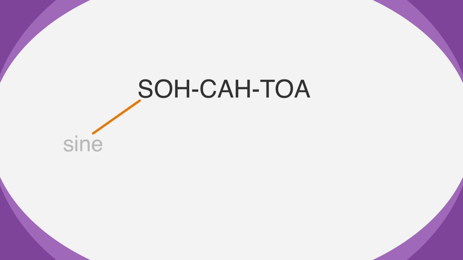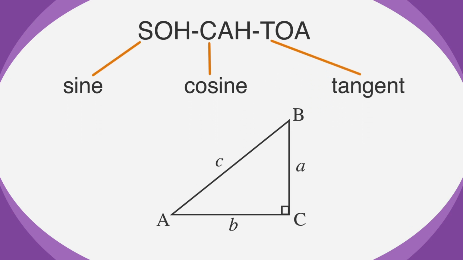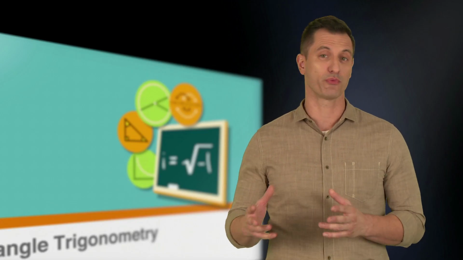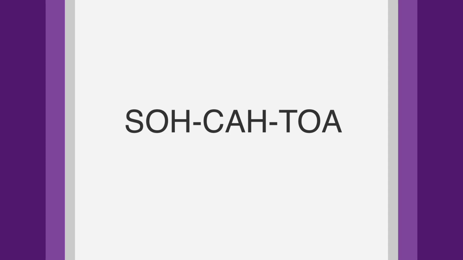The S in Sohcahtoa stands for sine, the C stands for cosine, and the T stands for tangent. But make sure to only use Sohcahtoa with right triangles. Okay, so Sohcahtoa has three parts corresponding with three trig functions. That's great, but what do we do with it? Sohcahtoa gives us directions on how to determine sine, cosine, and tangent.